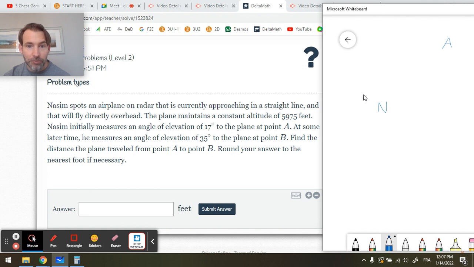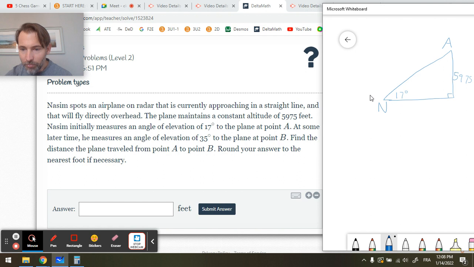Here we go. It's approaching a straight line, means it's coming straight at him. It's not going that way, like it's tangentially going at. It's going to go straight overhead. That's important, because otherwise we'll need more complex math. So here's the first triangle, N to this point A, and it comes down to N. And then the plane is at 5,975 feet. Okay, and then this is 17 degrees. Okay, and this is a right angle, because heights are always right angles with the ground.